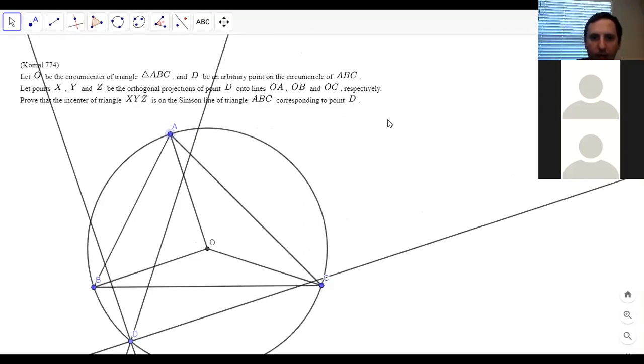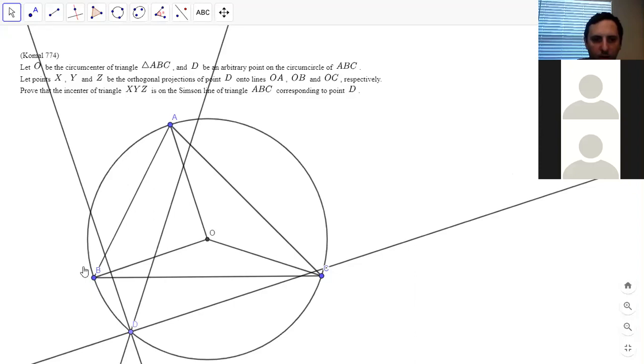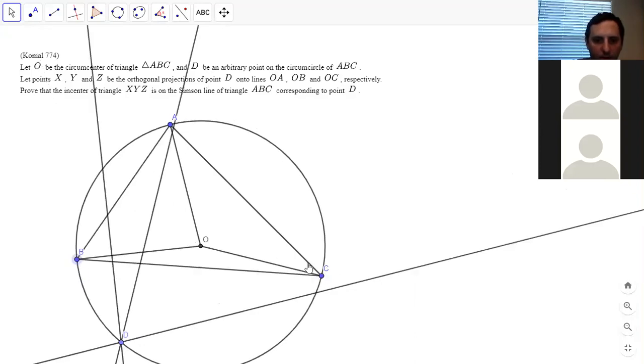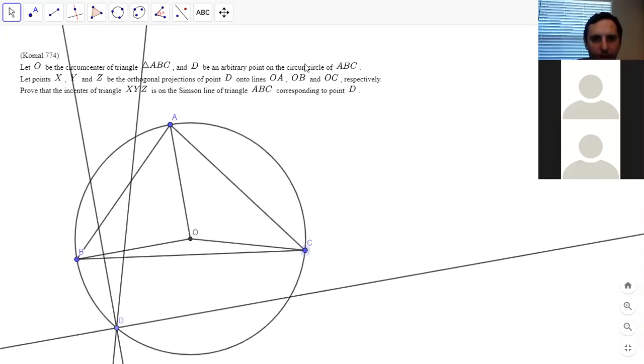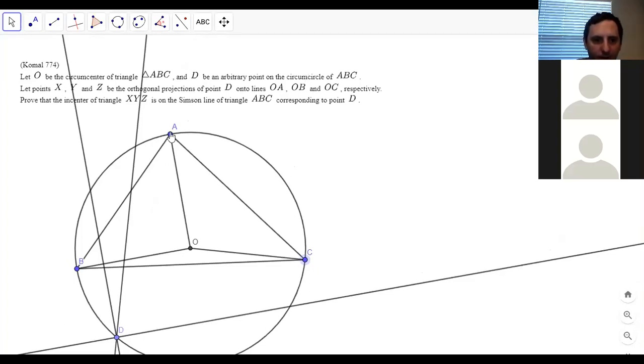So this problem is a really hard angle chase. The last problem or this one? Oh, this one. I'll see what you can get.